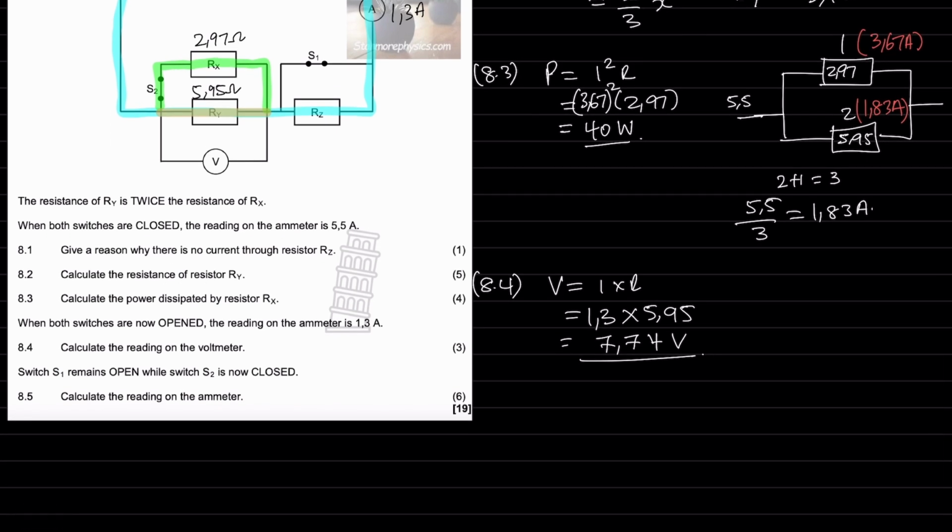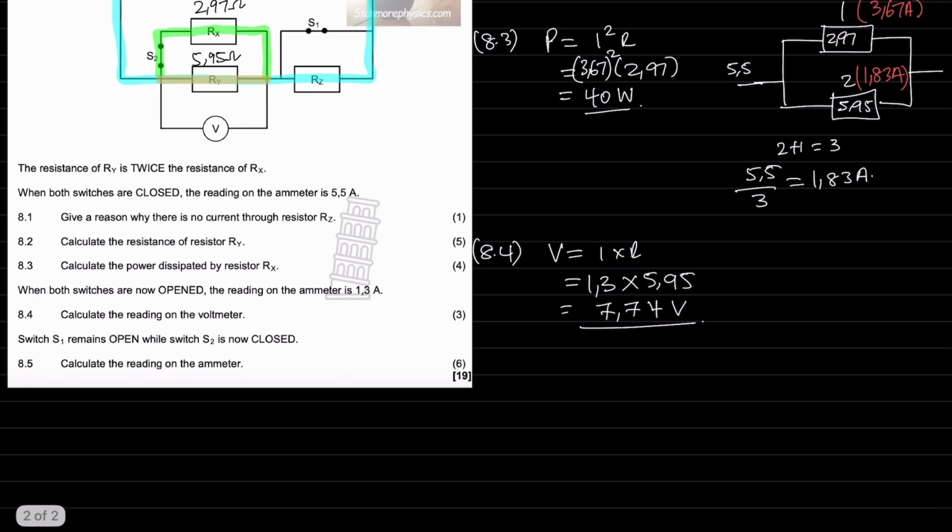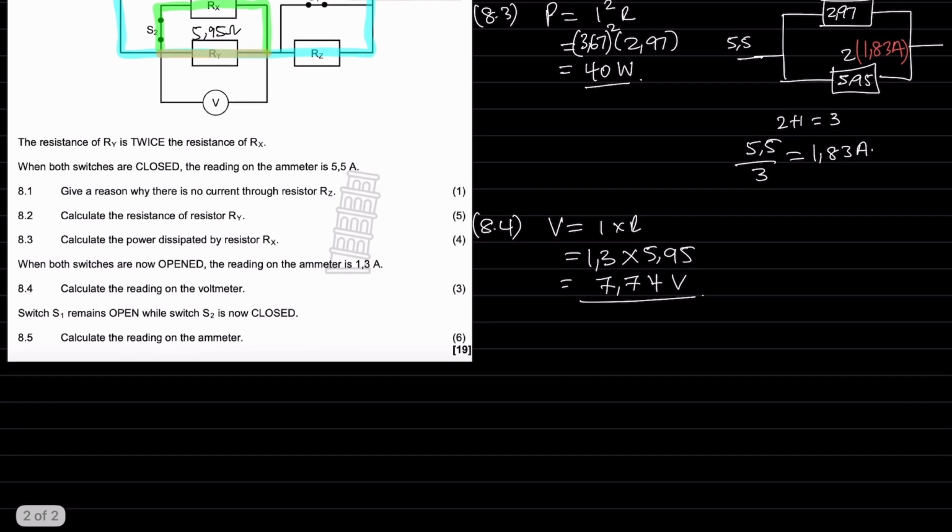Now to calculate the reading on the ammeter, the first thing I want to do is work out what RZ is. And to work out what RZ is, I'm going to go back to the previous bit of information that they gave us. And that's when S1 and S2 were open. When S1 and S2 were opened, my total resistance only consisted of RY and RZ. So 5,95 plus whatever RZ was.